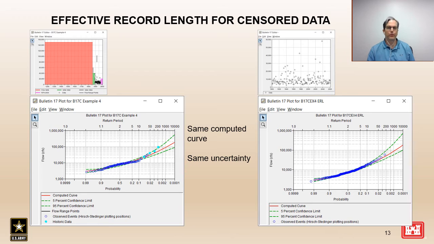So in the data set on the right, which has 162 years of systematic data, we get the same computed curve and the same uncertainty bounds, which means that this data set is equivalent to our data set, which is the data set shown on the left. So this means that 162 years is the effective record length for our data set that consists of the censored data with perception thresholds and flow intervals.